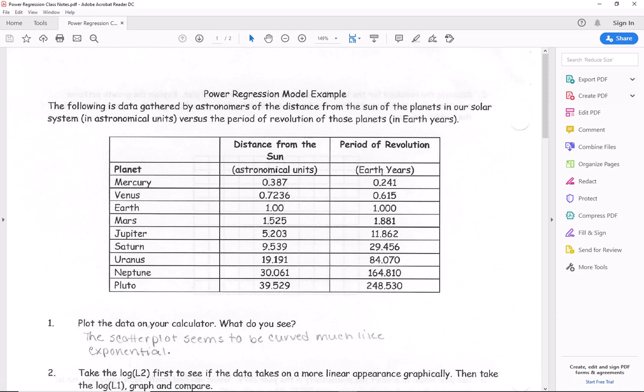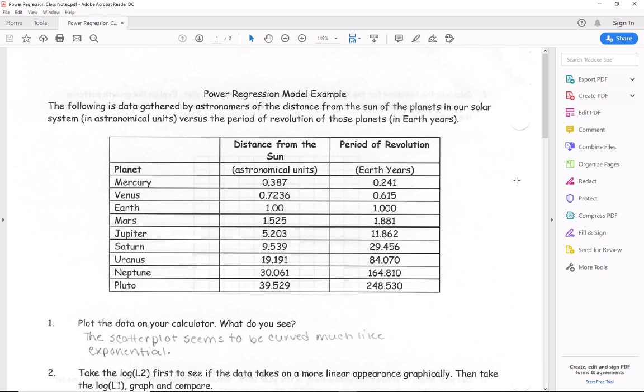We've got data gathered by astronomers of the distance from the sun of the planets in our solar system, this is in astronomical units, versus the period of revolution of those planets. I'm guessing the thinking here is if you can get a predictive model, then you can possibly predict how far away unknown planets are beyond the visible solar system. I don't know.